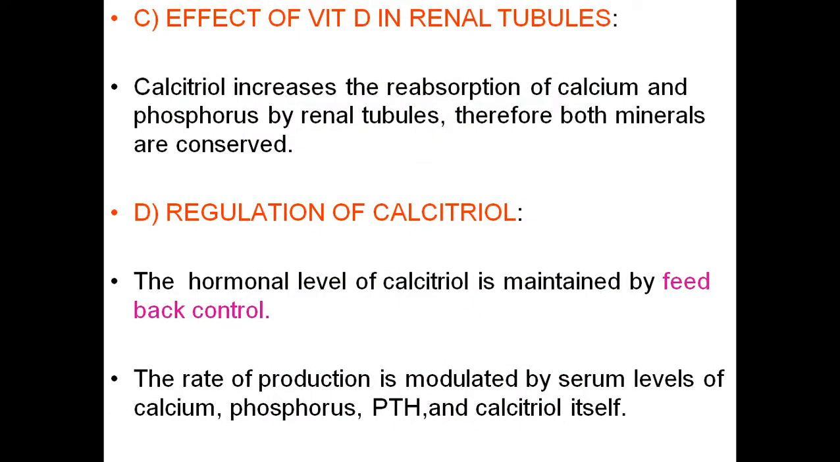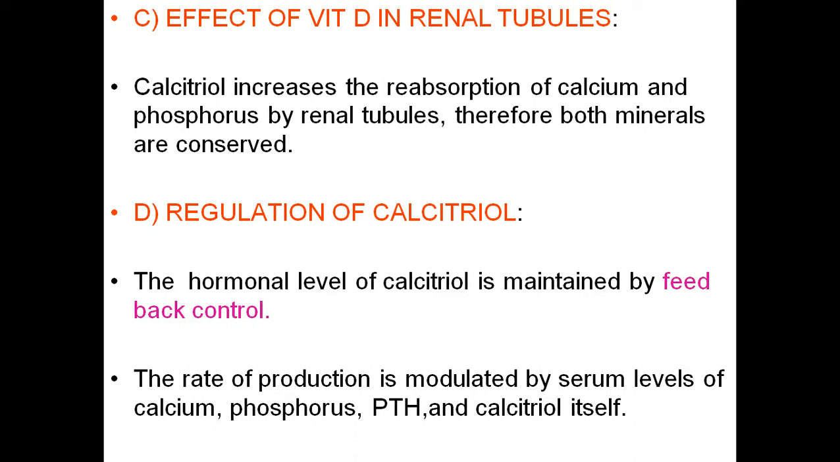Then the effect of vitamin D on the renal tubules. Calcitriol increases the reabsorption of calcium and phosphorus by the renal tubules. Therefore, both minerals are conserved. As a result, calcium and phosphorus levels are increased, and it helps in bone mineralization as well.